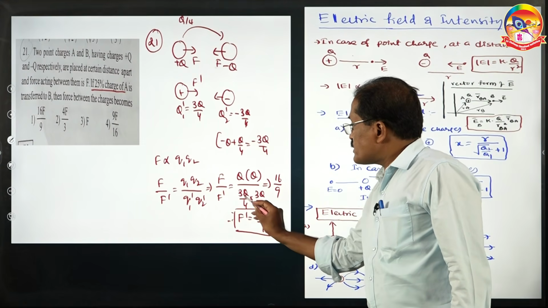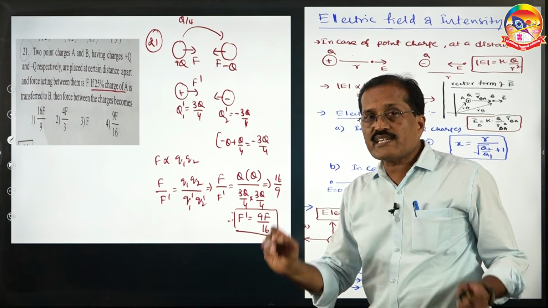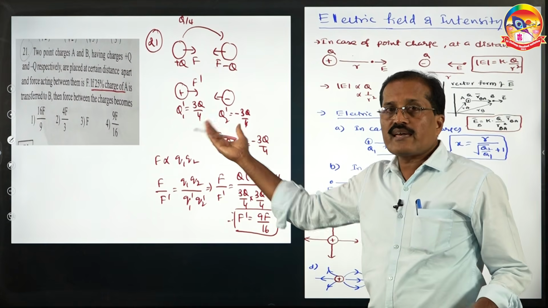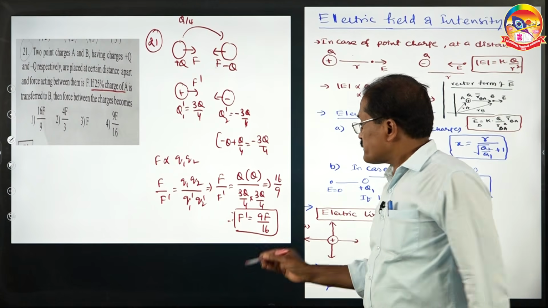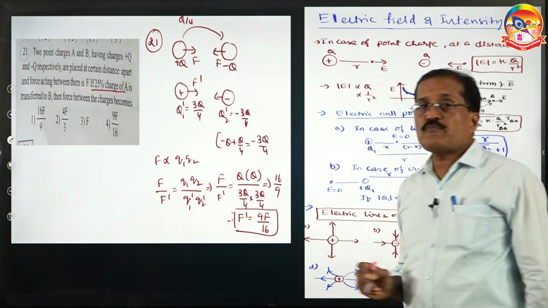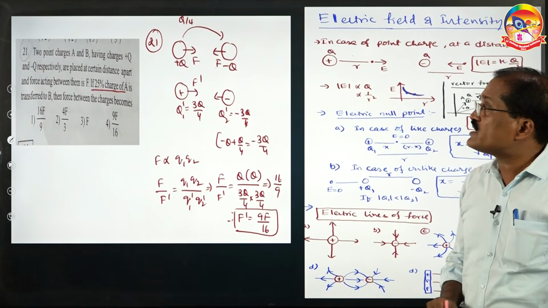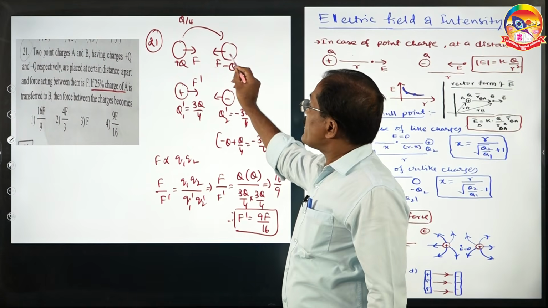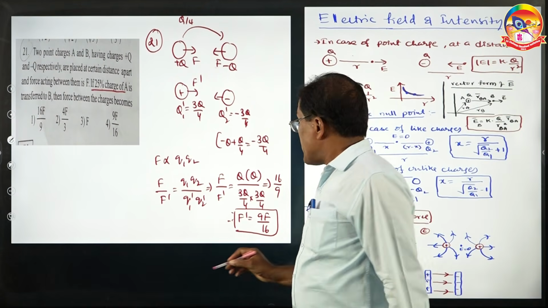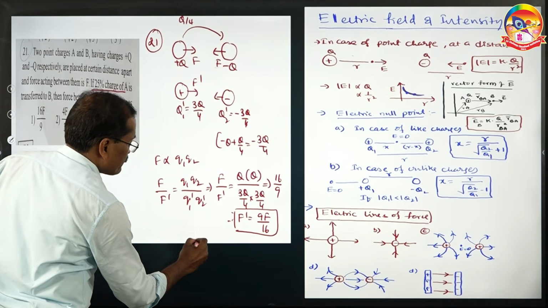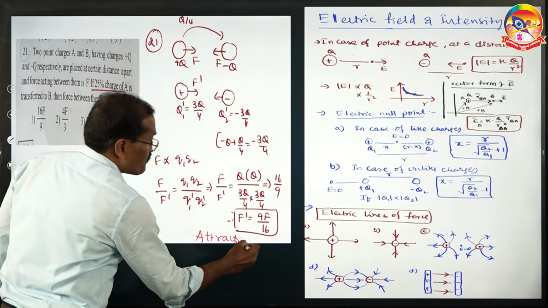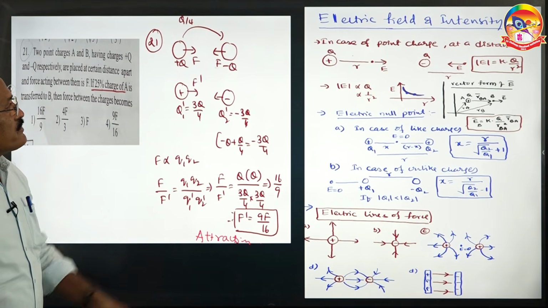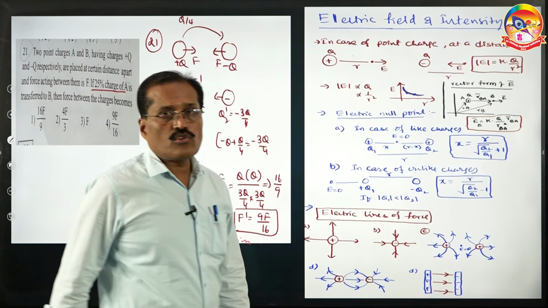Now the new charges are 3q by 4 and 3q by 4, only magnitude we are calculating, direction we know according to the sign of the charges. F dash is equal to 9F by 16. Is it attractive force or repulsive force? Earlier it was an attractive force, now also attractive force, and this we can also write as attraction only. Now, this is about Coulomb's law, children.